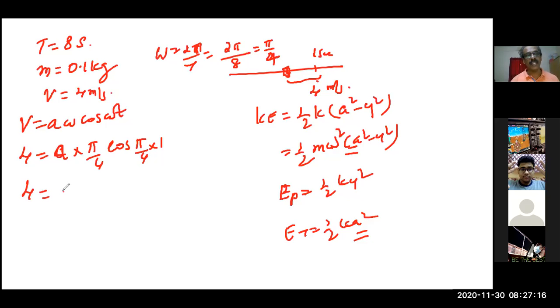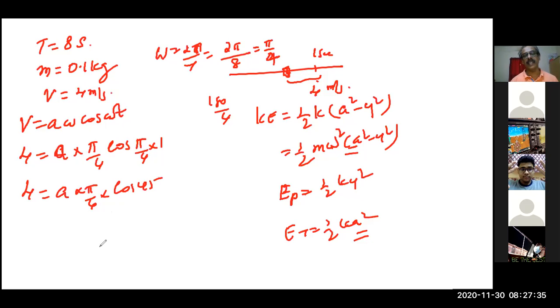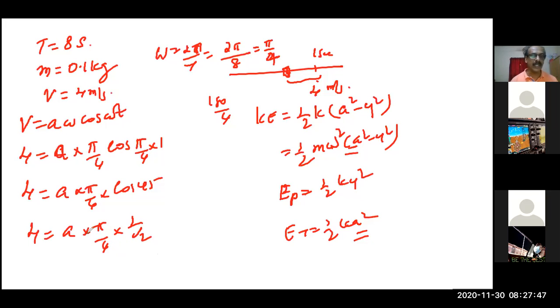Okay, 4 is equal to A into pi by 4 cos pi by 4. How much will come cos pi by 4? 180 by 4, how much? 45, right? Cos 45, 1 by root 2, isn't it? So 4 is equal to A into pi by 4. What is cos 45? 1 by root 2, right? Yes. From here, A you can find out. Find the value of A from there.